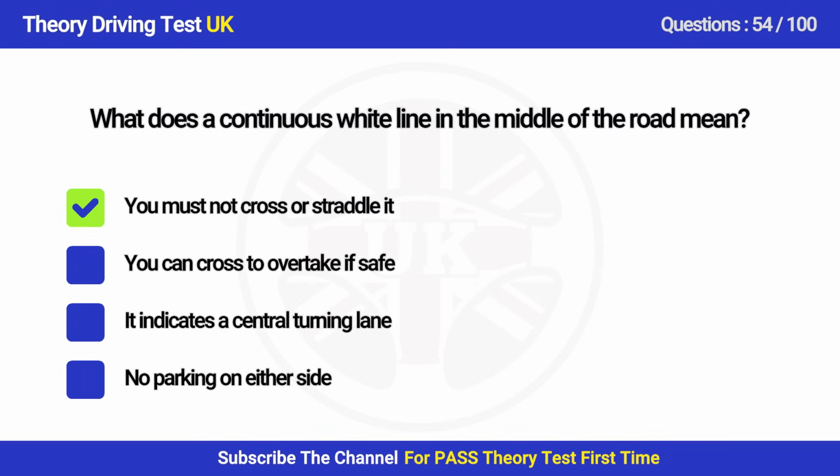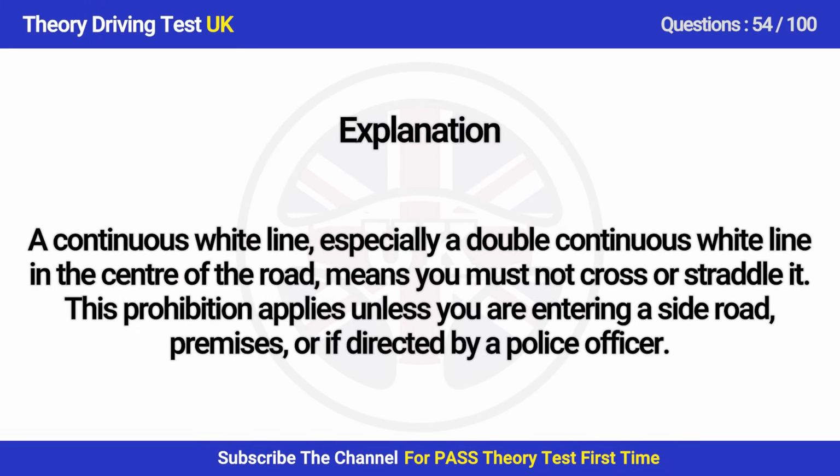Answer is A. You must not cross or straddle it. A continuous white line, especially a double continuous white line in the center of the road, means you must not cross or straddle it. This prohibition applies unless you are entering a side road, premises, or if directed by a police officer.